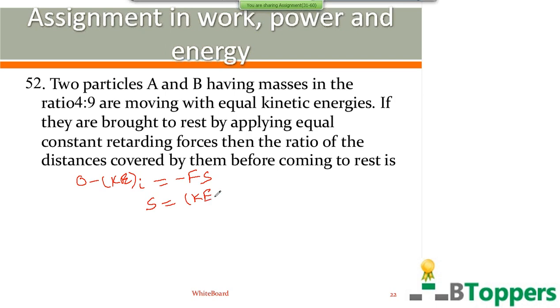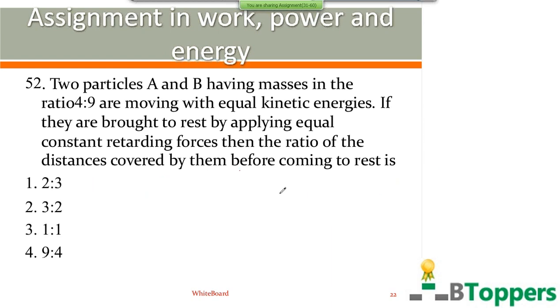So distance traveled during the retarded motion before it comes to rest is given by initial kinetic energy divided by magnitude of the retarding force. Both the bodies are initially moving with the same initial kinetic energy, and they are brought to rest by applying equal constant retarding forces. Therefore, both the bodies travel the same distance before coming to rest, and therefore the ratio of the distances covered by them before they come to rest will be 1:1. This actually I have already discussed in one of the special cases. So for question number 52, third option is the answer.